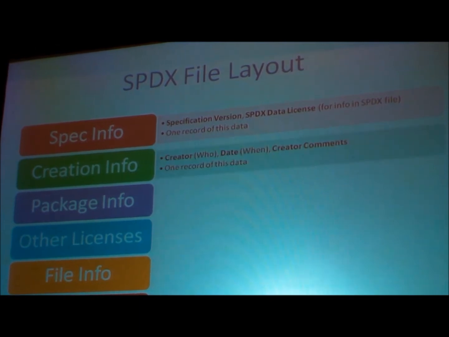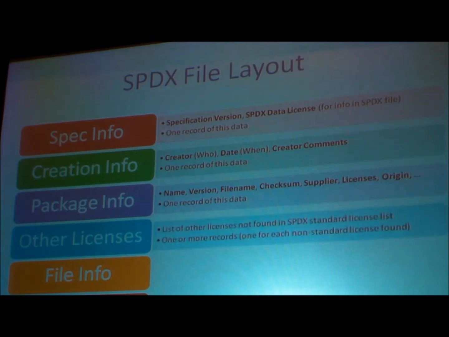So the next section, or you might want to think of it as the next worksheet, is simply information about who created it, when, and some comments they might have for you. Pretty simple stuff. The next one would be the package: the basic overarching information about the package. Name, full file name, a checksum for the package. We'll talk about it a little bit more in a few slides. Now, the first 3 are just single record worksheets. Just one single record.